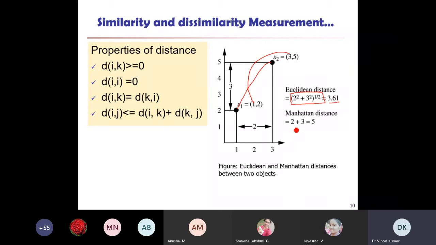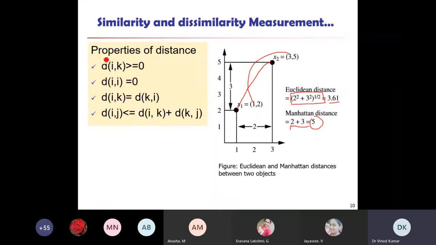But for Manhattan distance, there is no need of taking the square or the square root. You find the difference between 3 and 1, which is 2, and 5 minus 2, which is 3. So this simple distance comes under the Manhattan distance. There are other formulas for measuring distances, but as of now we'll discuss these two only.